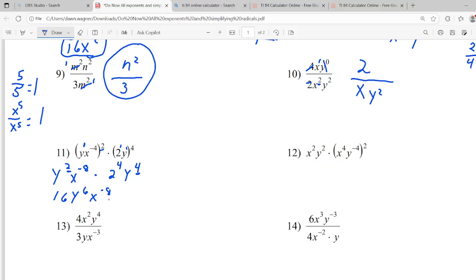Correct. When you have a negative exponent, we can't write it simplified with negative exponents. Negative exponent means inverse of. If it's in the numerator, you have to push it down to the denominator. If it's in the denominator, you have to push it up. So this would be 16. Beautiful.